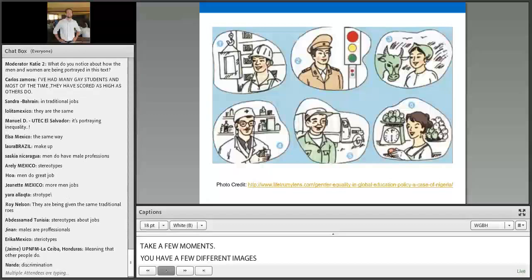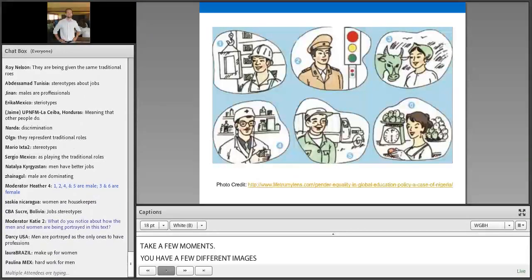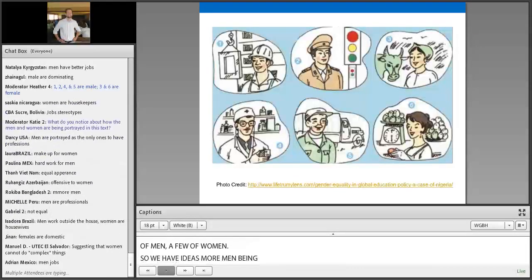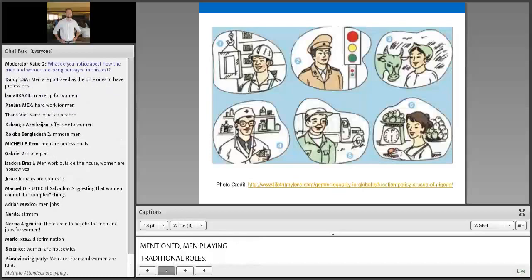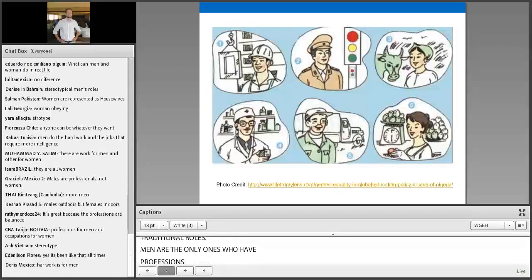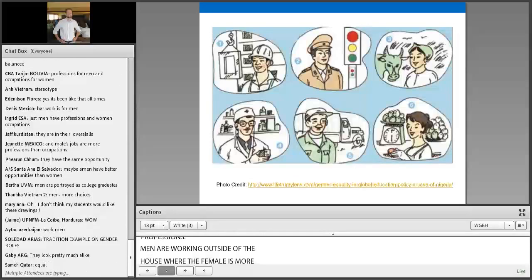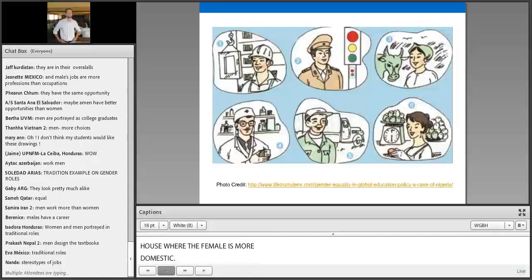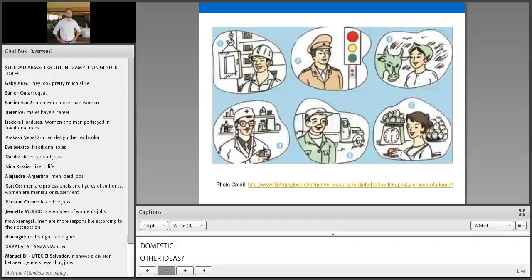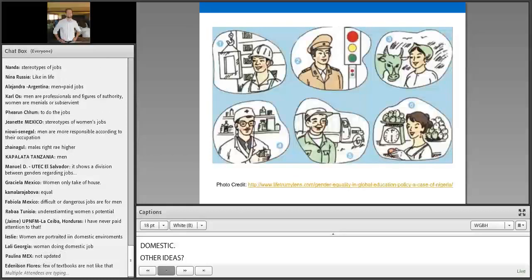Okay, so we have some ideas. More men being mentioned. Men playing traditional roles. Men are the only ones who have professions. Isadora says men are working outside of the house where females are more domestic. Other ideas are this is playing up to job stereotypes. And then Isadora also said women and men are in traditional roles. And Alejandra said men have more of the paid jobs.